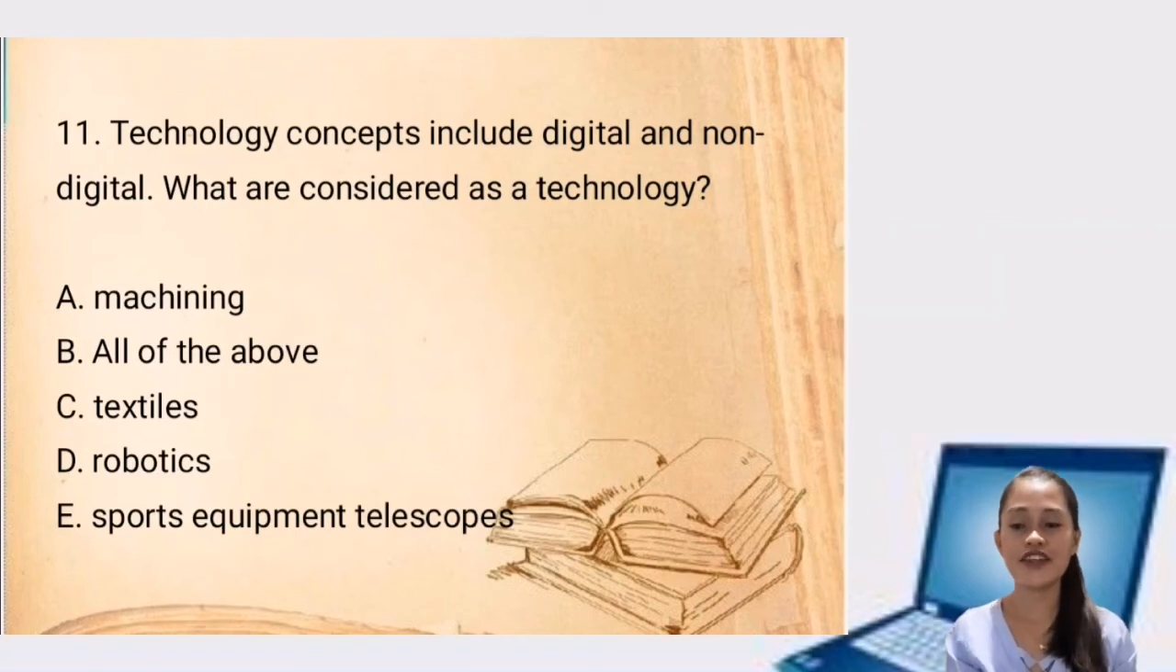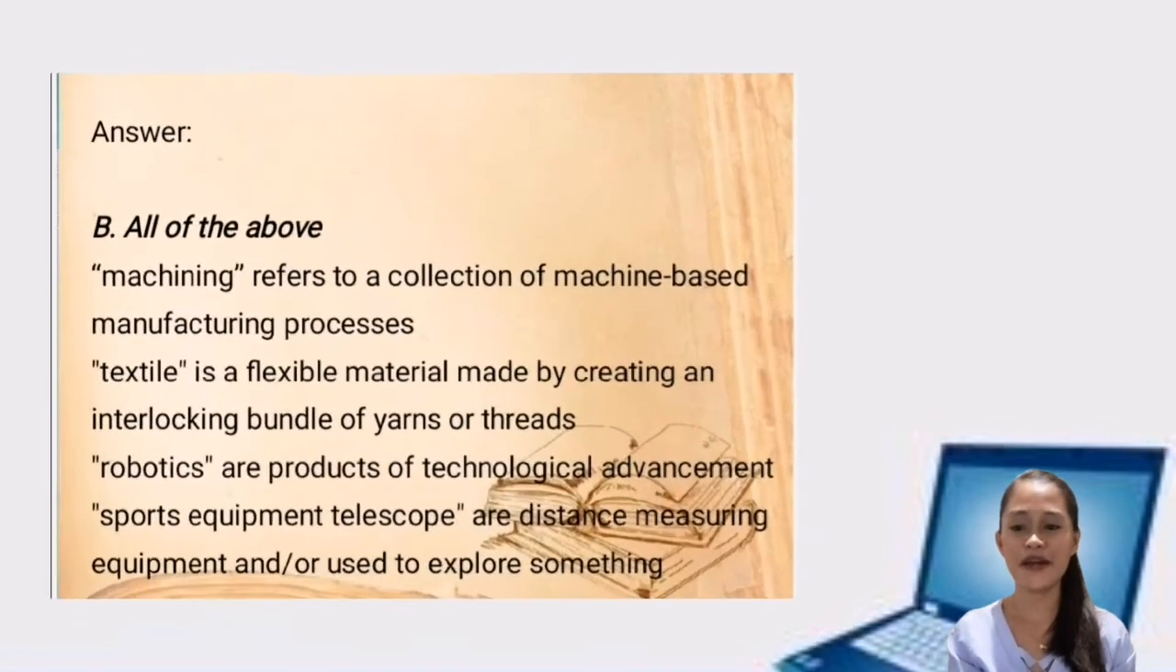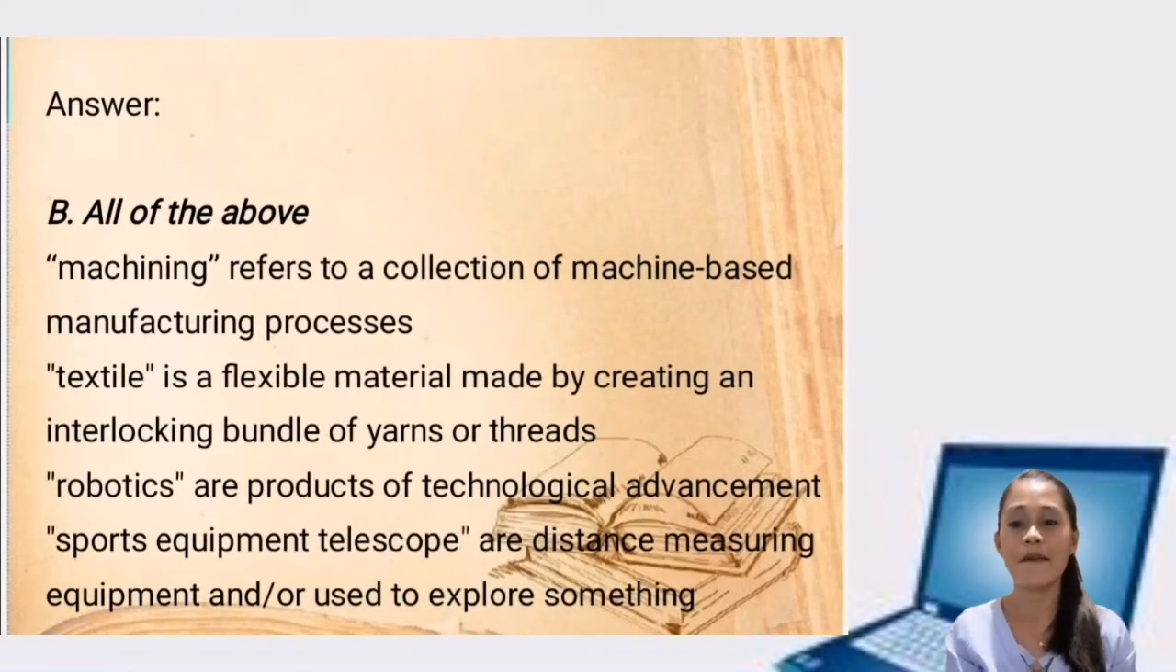And the correct answer is letter B. It's all of the above. Machining refers to a collection of machine-based manufacturing processes. Textile is a flexible material made by creating an interlocking bundle of yarns or threads. Robotics are products of technological advancement, and sports equipment telescope are distance measuring equipment and are used to explore something.